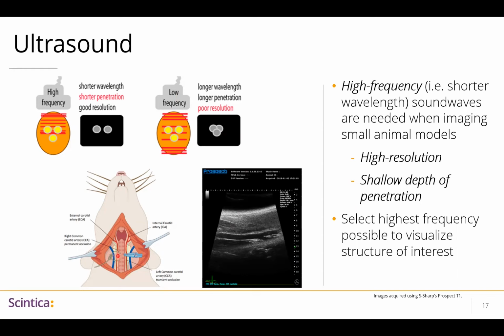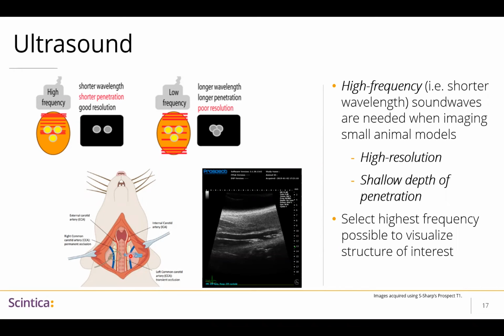So here we can see a carotid artery from a rat. We can see the diagram here, and we can see the image as shown on the screen. Our scale on the right-hand side is in millimeters, so you can imagine how small the structure is in real time. So we need a very high frequency probe to image it. Because it's the carotid artery, we don't need increased depth of penetration. But if we were imaging the heart of the rat, we would need to go to lower frequency to get better penetration. But the rat heart is larger, so we don't need as high resolution.